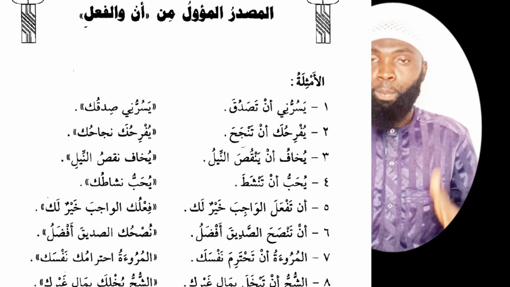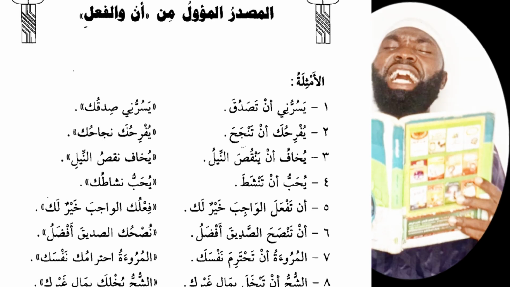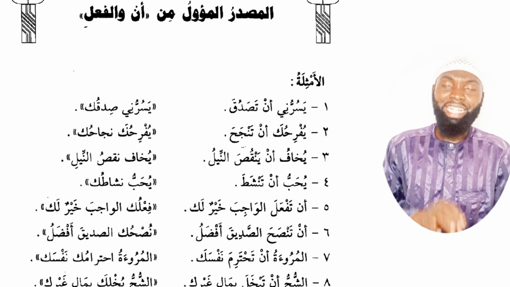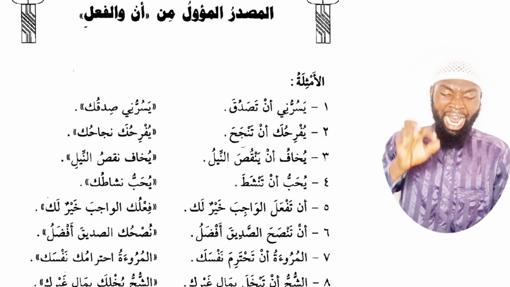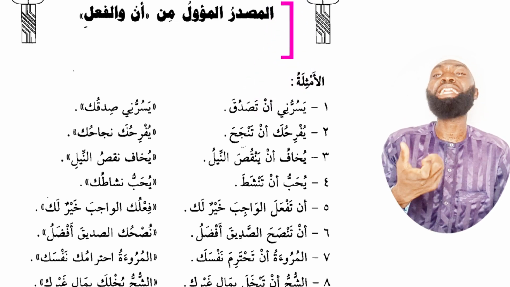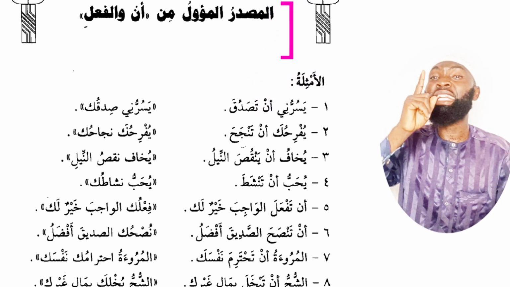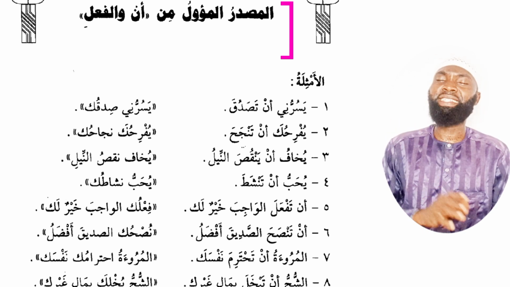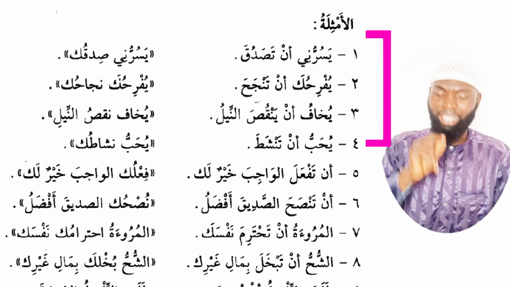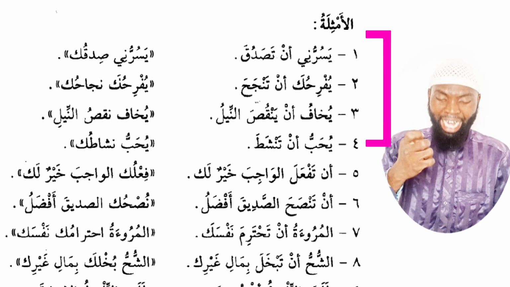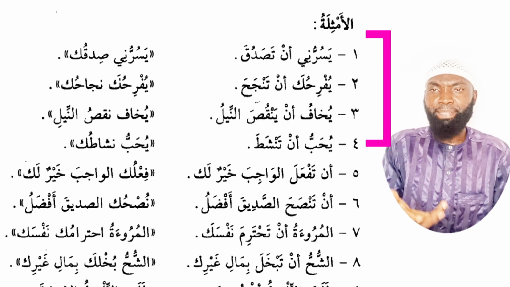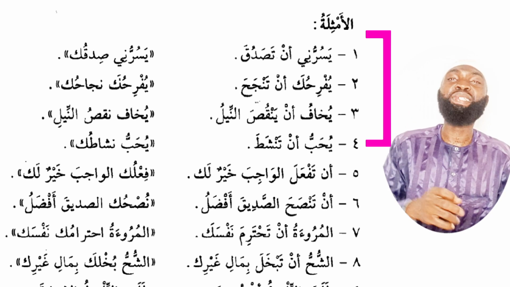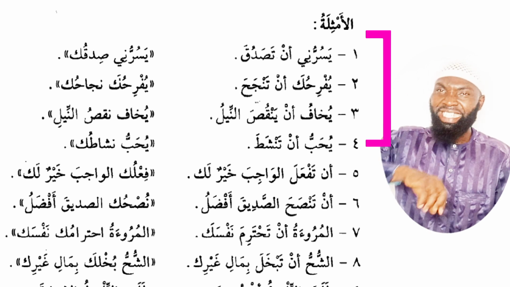Now, when we come into our book An-Nahwul Wadih, we are going to look at this topic with an extensive eye. Let's come into it. We have Al-Masdarul Mu'awwalu min an wal fi'l, the implied masdar from the word an and a present tense verb. Let's see plenty of examples that we have here. Al-Amthila, the first example we have, yasurruni an tasduqa. It pleases me that you say the truth. Yasurruni sidquka. Your truth pleases me.